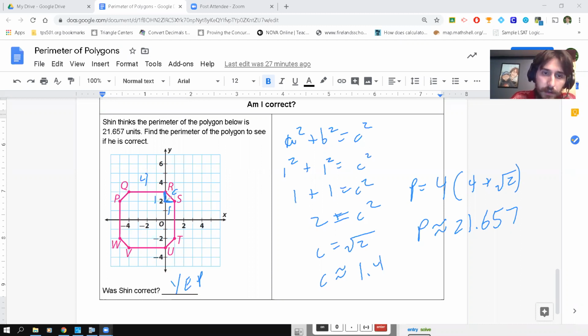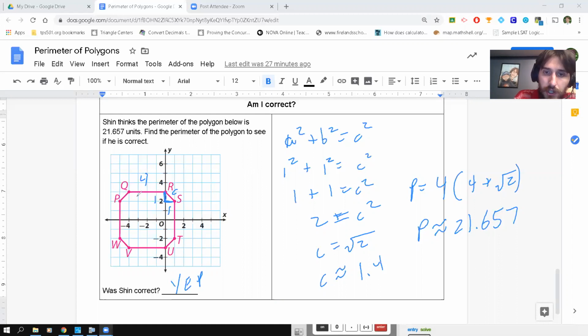I said this is a 1 by 1, or the legs of this right triangle would be 1 and 1. You do 1 squared plus 1 squared will give us the hypotenuse then, c squared, which is 2. Square root of 2 is 1.4. And now here's the trick to save some time. I noticed that the other sides are also 4, and the other diagonals are also 1 by 1.